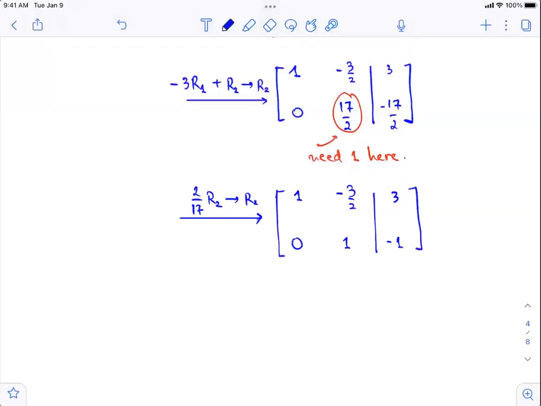Now I have a leading one in the second row, and this leading one stays to the right of the leading one above it, which is good. So it's almost in the reduced row echelon form. I say almost because I still need the 0 entry here, the entry above the leading one. So I need a 0 here.